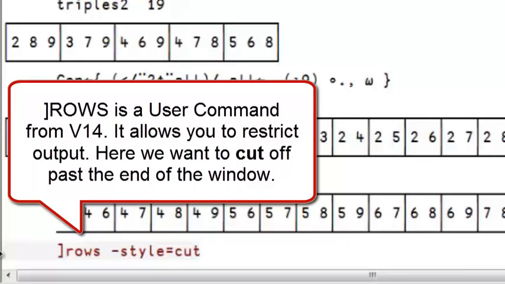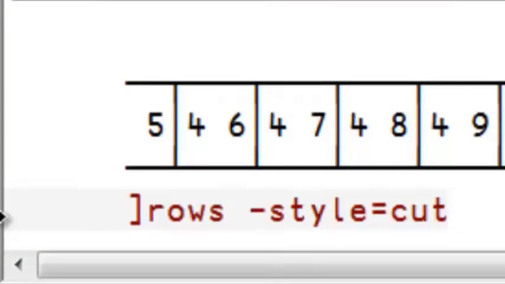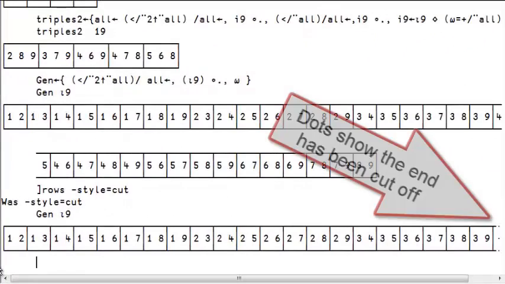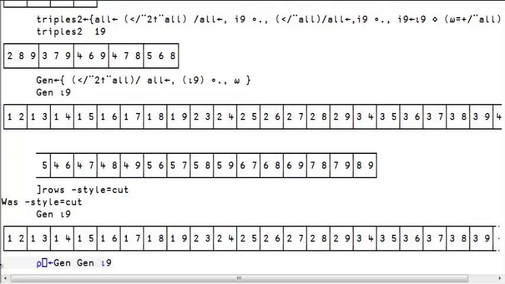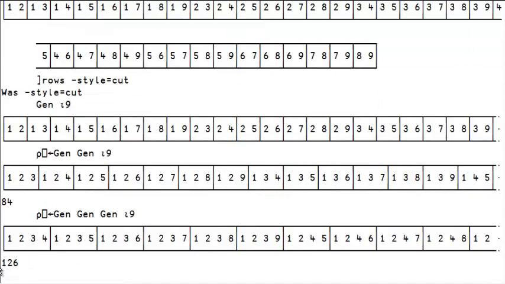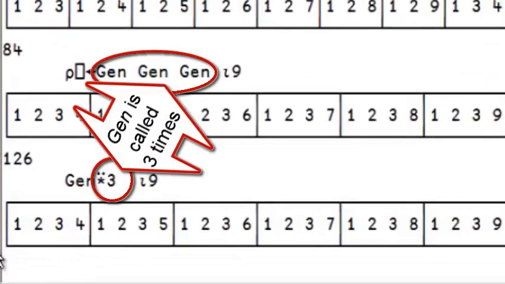Now we're going to try it with triples, but first, triples is going to generate a lot of output. So we will use the new user command rows to cut off the extra output. Right here, what I'm saying is cut at the end over there. So if I do it again, we can see that now the end is cut off. Now, if I run it twice to get the triples, I get 84 triples. And same thing for the quadruples. We have 126 of them. This one is the same as previously, using the power operator.